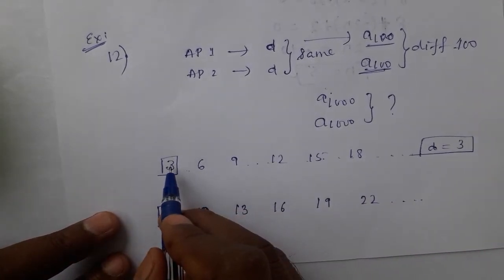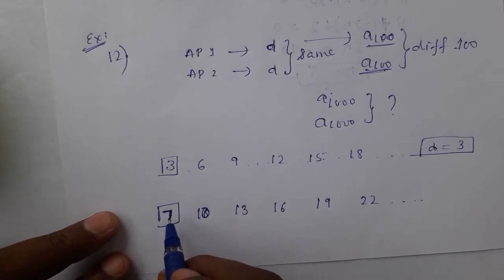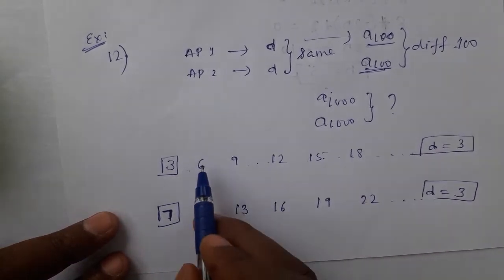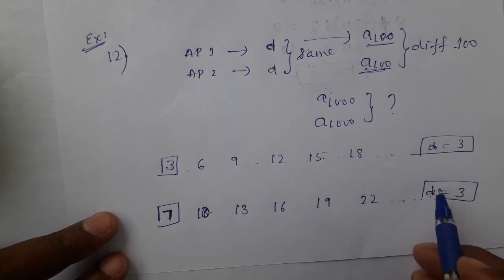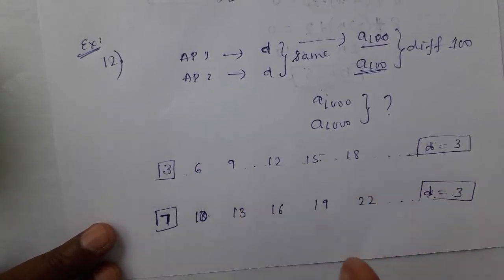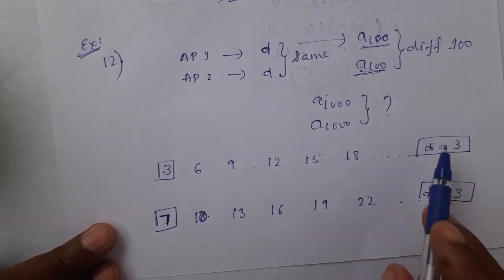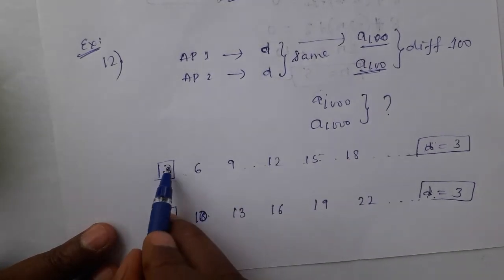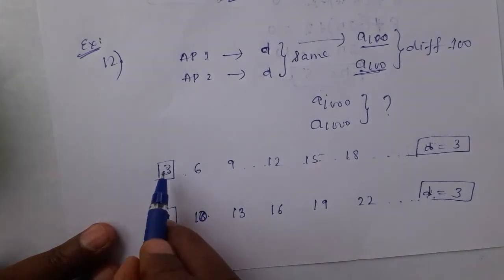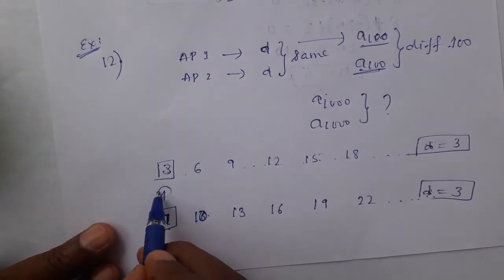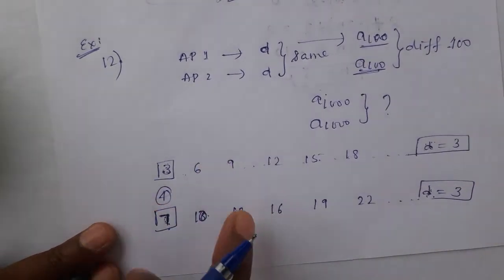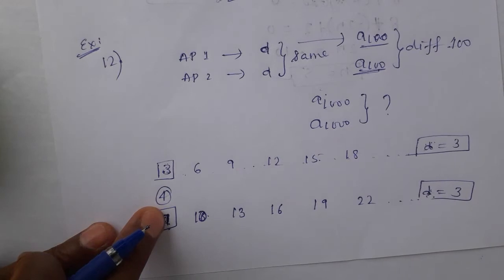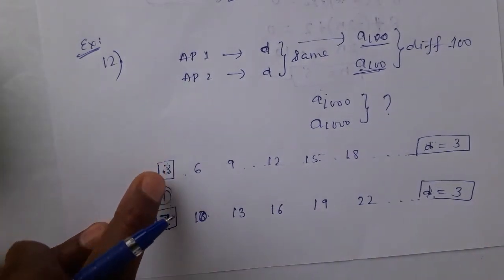The first AP started from 3, and this AP started from a different value, 7. But this AP also has a difference of 3: 10 minus 7 is 3, 13 minus 10 is 3. So both have the same common difference, but the progressions are not the same. So let us see here. What is the difference between the first terms? This first term is 3 and this first term is 7, so the difference is 4. Correct? The difference between the first terms of these two different APs.